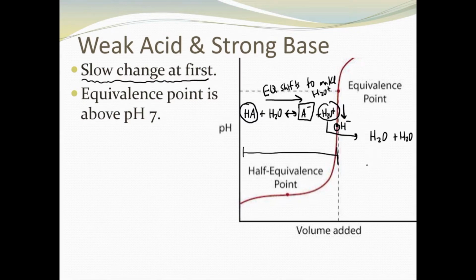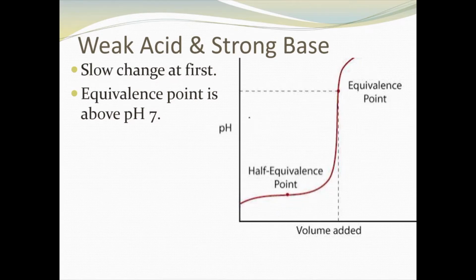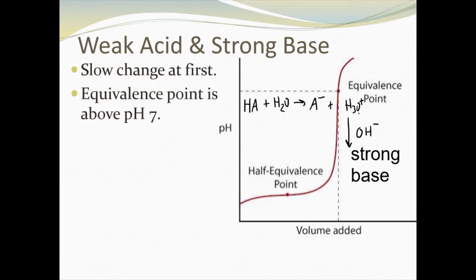So, to reiterate this, during this portion here, you have your weak acid. It's going to react with the water to create a conjugate weak base and hydronium. When we add the strong base to this, these two will react to create water. I guess 2 waters.